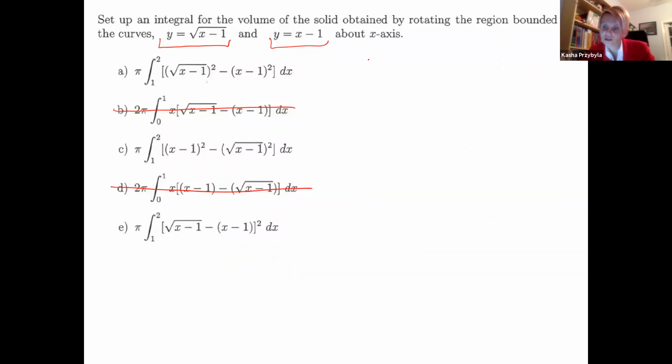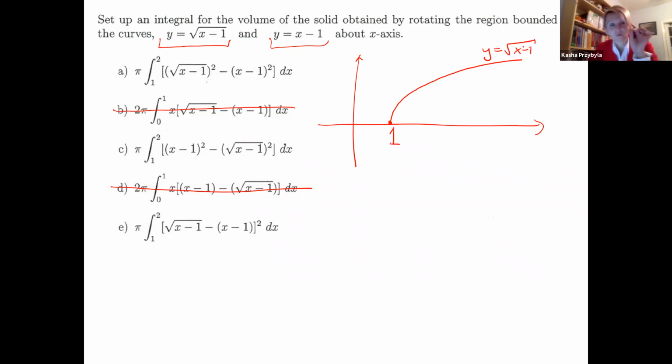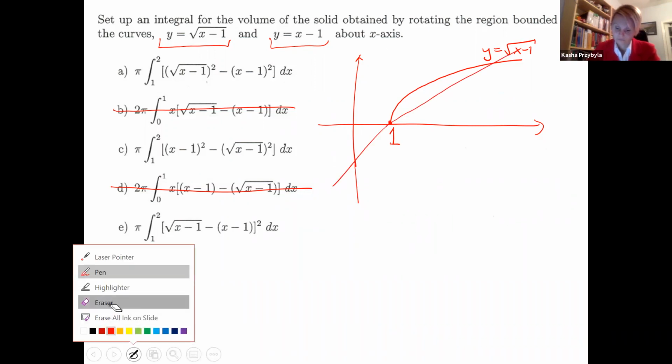What we can do, let's draw the functions. Square root of x minus 1, we have to shift it by 1 to the right, because when I substitute x equals 1, that's the x-intercept. The line x minus 1 is just the straight line with the y-intercept of negative 1. Yeah, makes sense.